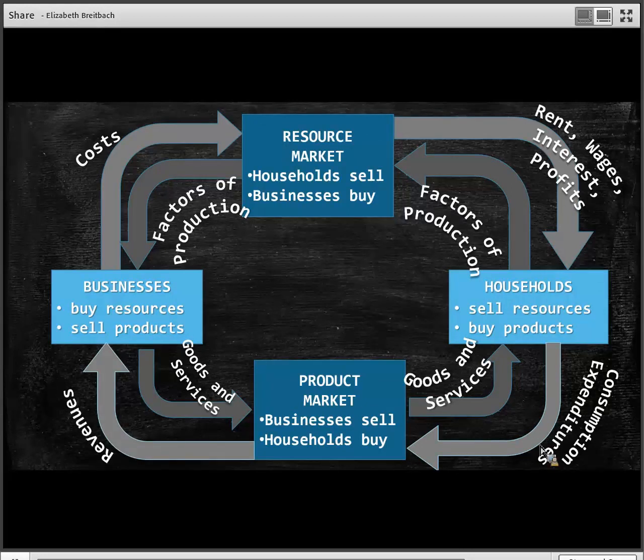And then finally, the revenue is what flows into those businesses. So businesses receive revenues, and then their costs go out into the resource market. And yes, whatever's left after they pay their costs are profits. But remember, it's not those businesses that are taking home the profits. It's the entrepreneurs that are taking the risk. And so those profits flow through to households.